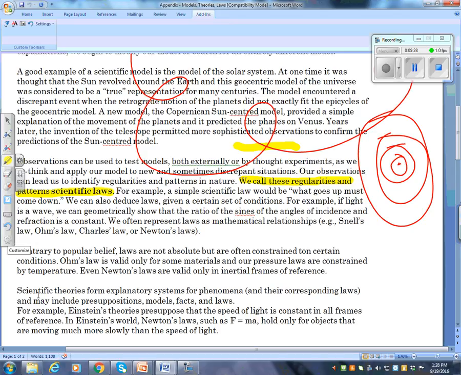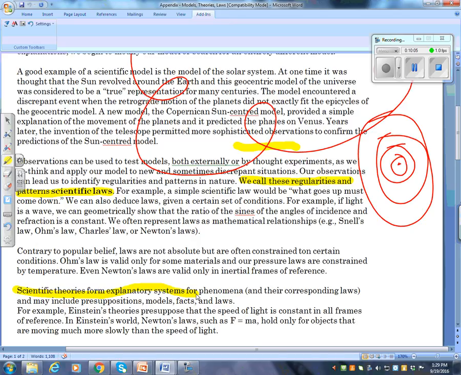Now, the last one here. Scientific theories. This is the big one that I ranted about. Scientific theories form explanatory systems for phenomena and the corresponding laws and may include presuppositions, models, facts, and laws. In other words, scientific theories explain how things work.